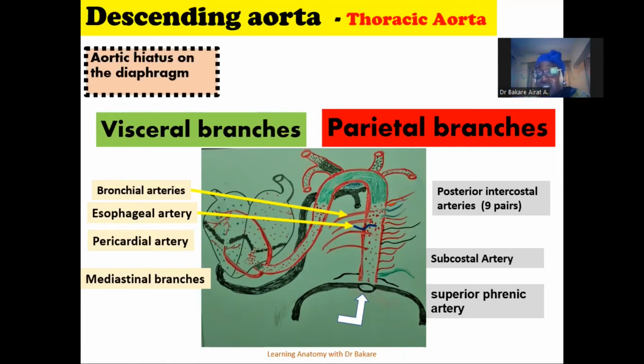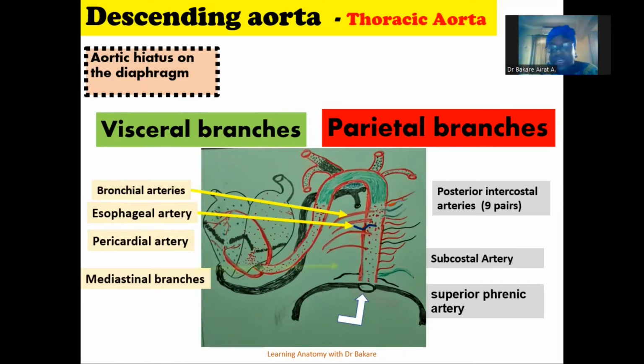We know that the esophagus is subdivided into 3 regions. We have the cervical part of the esophagus, we have the thoracic part, and we have a very short abdominal part of the esophagus. But the region of the esophagus that is supplied by the esophageal artery is the thoracic region. Then going further, we have the pericardial artery. The pericardial artery supplies the pericardium, and we have the mediastinal branches, which supply structures that are contained within the posterior mediastinum. So you can see that these visceral branches have taken up each of the different organs within the thorax to supply them with oxygen and nutrients.